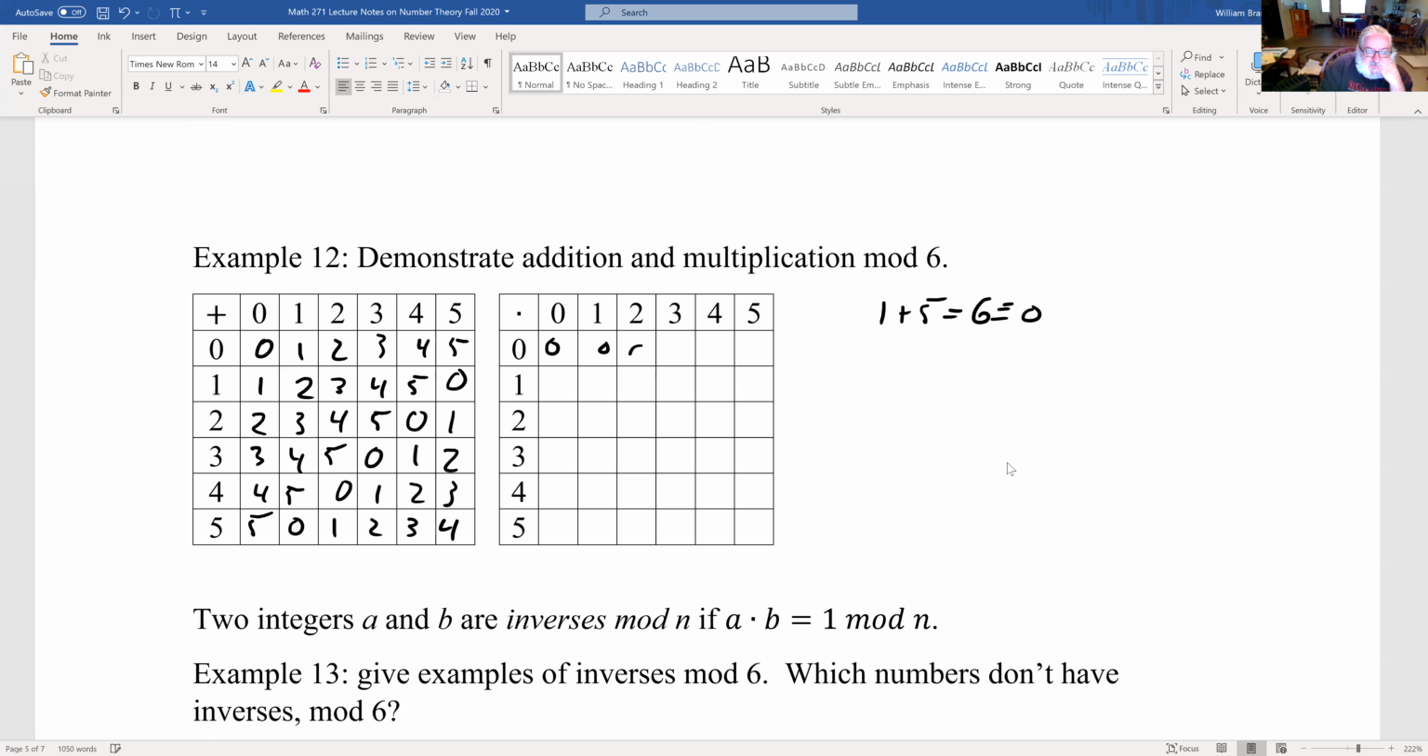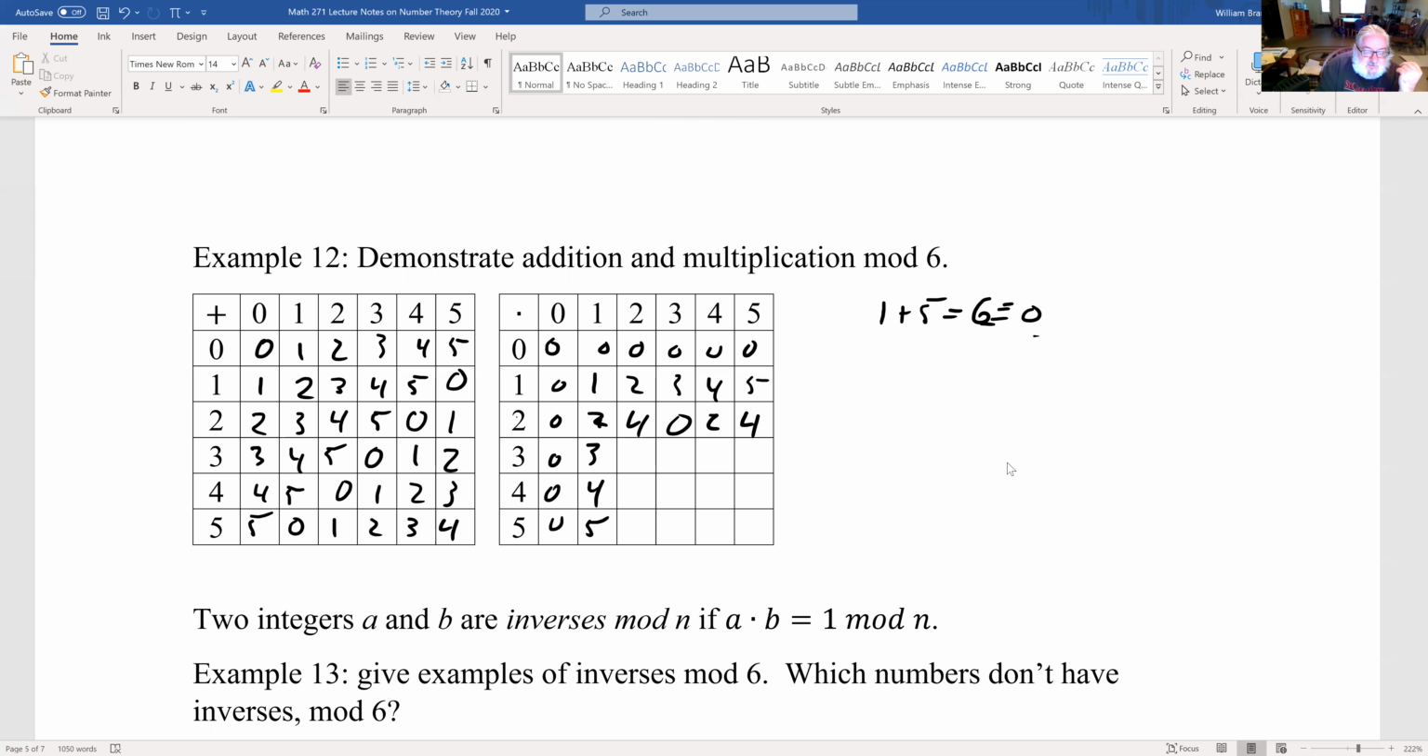Multiplication is the same sort of thing. If you ever multiply by 0, you always get 0. If you multiply by 1, you always get the same thing back because it's the identity. 2 times 2 is 4. That's not too bad. 2 times 3 is 6, but 6 is equivalent to 0, so that's 0. 2 times 4 is 8, which is 2 more than 6, so that's 2. 2 times 5 is 10, and that's 4 more than 6, so that's 4.